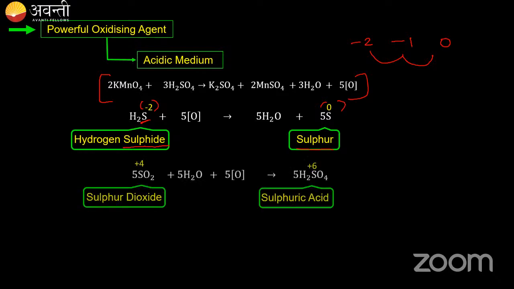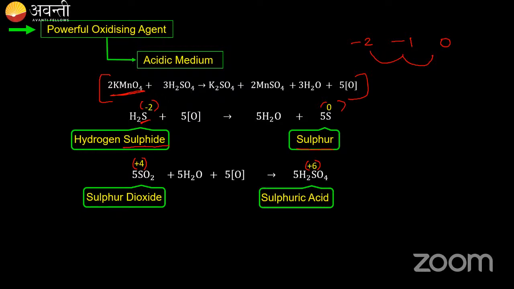Then the next is sulfur dioxide to sulfuric acid. In sulfur dioxide, the oxidation state of sulfur is +4, and in sulfuric acid, the oxidation state is +6. +4 to +6. How many electrons are lost by one sulfur? If you see an increase in the positive oxidation state, then it is called oxidation. Two electrons are lost by sulfur, and the potassium permanganate gained those two electrons.